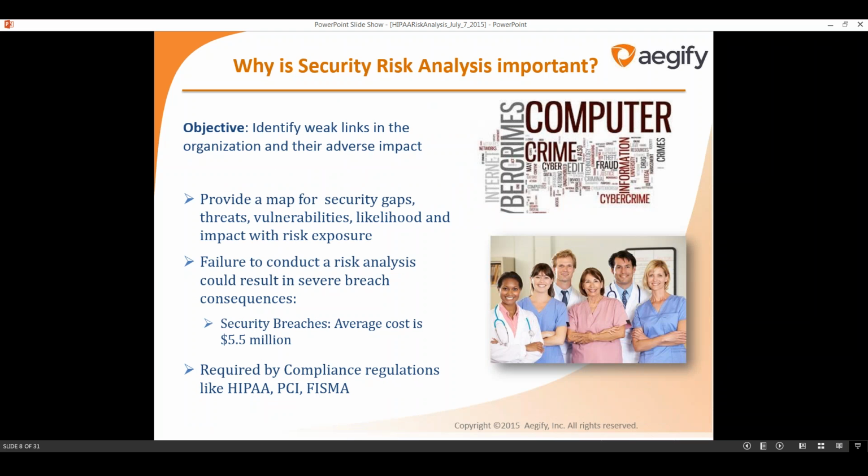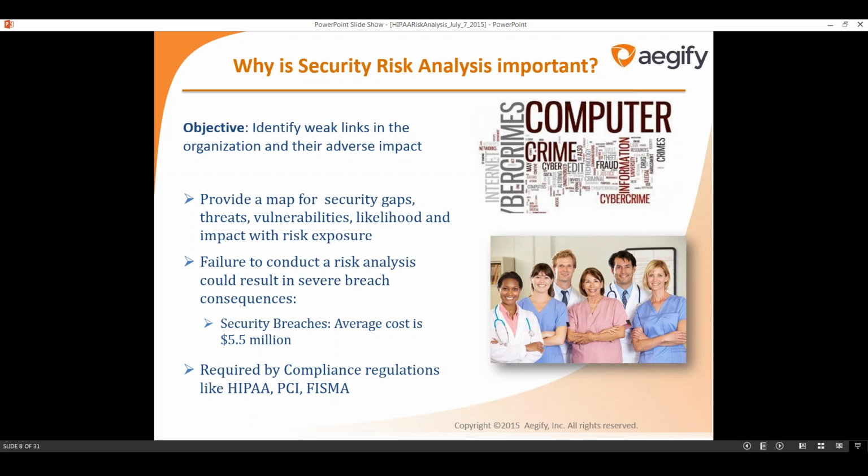Another perspective to think about is that security risk analysis is very important. If you're an organization, whether you're a healthcare organization or any other organization, there is a need to identify what are the weak links in the organization. And the weak links here means from a security perspective. That could be compromised by internal attackers, or it could be an external malicious user who's trying to break in. So as an organization, risk analysis will tell you what are those weak links.